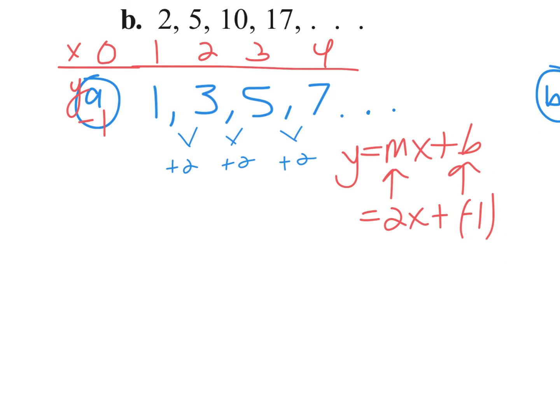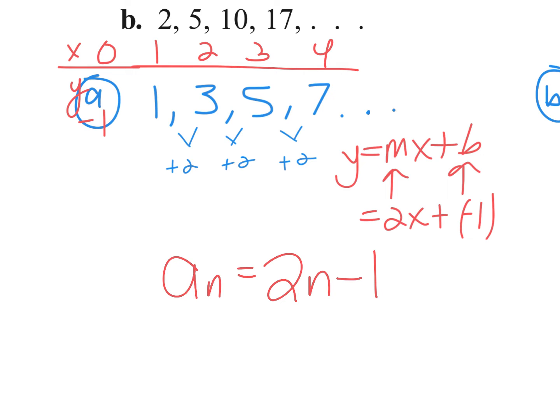In arithmetic terms, you guys would say your rule is a sub n equals 2 times, instead of x, use the n, minus 1. We'll talk about this. We're not learning this lesson right now. We're just thinking through it. There's a formula for it. Not right this second. We're just thinking about it.